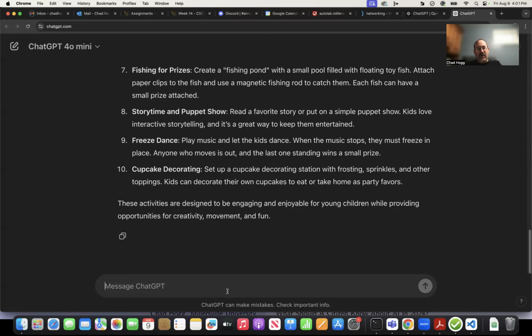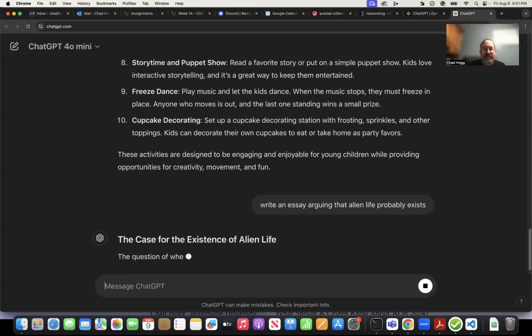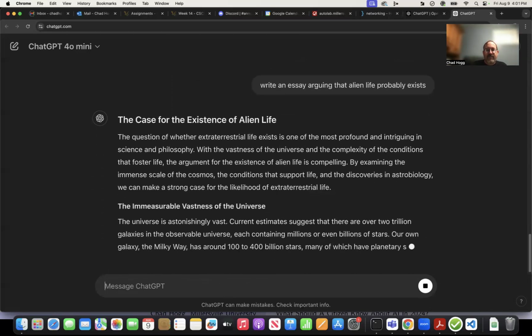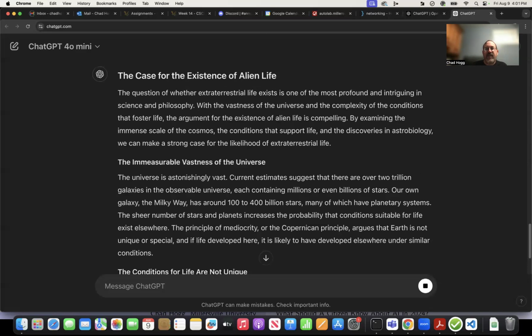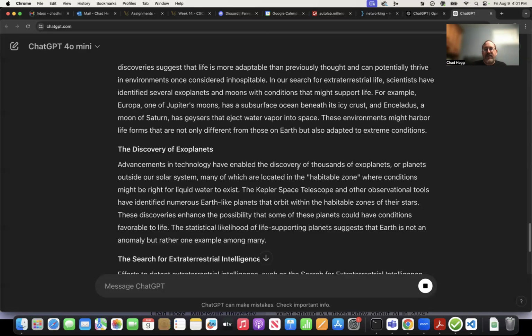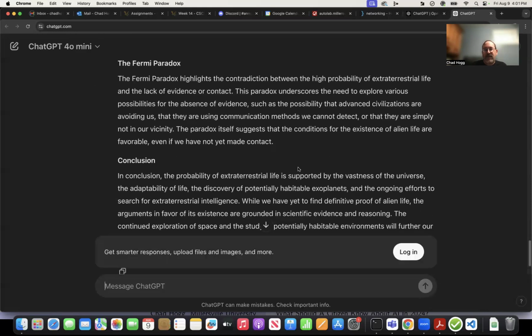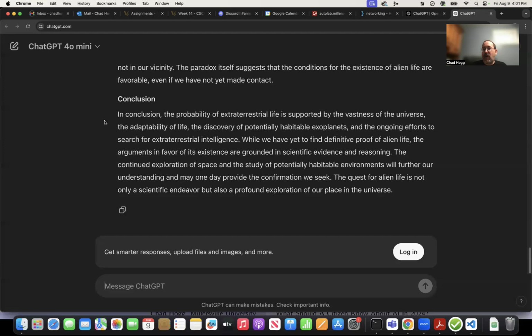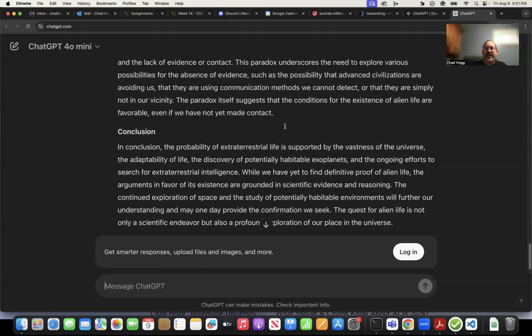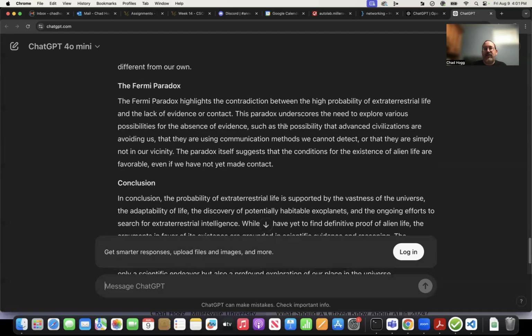It can even write complex documents. Like, let's say, write an essay arguing that alien life probably exists. And here we have such an essay. Lots of paragraphs. You can see each one appears to be written in great grammar. It makes sense. It's written like an essay that a student might write.